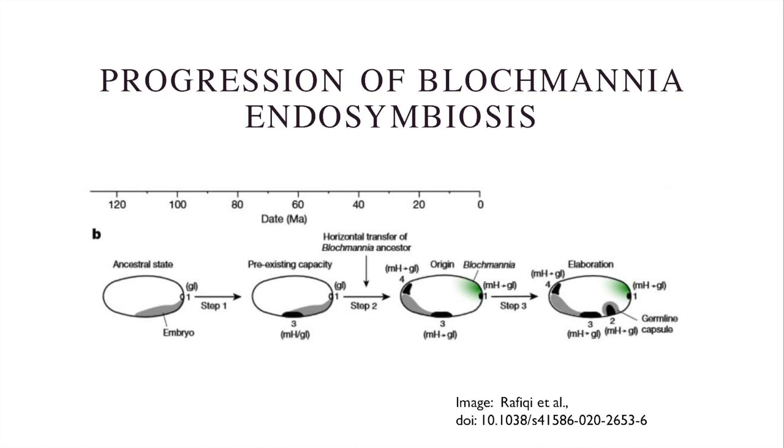So this is just a summary of that history. So here's a dateline up here. So this is about the time, about here, where Blochmannia gets into the ant eggs and becomes a kind of permanent endosymbiont.